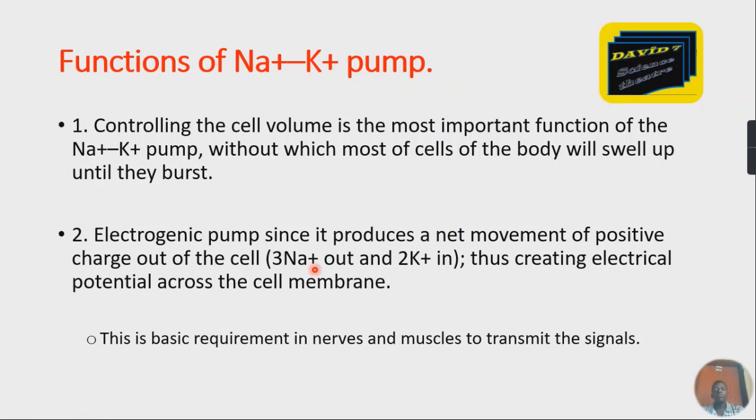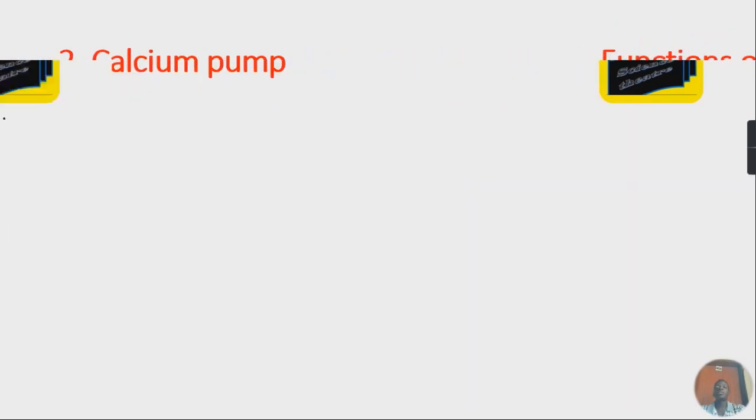And two, it is an electrogenic pump, since it produces a net movement of positive charge out of the cell. That is, three sodium ions will go out, but we replace them with just two potassium, which means there is a positive charge being put out of the cell, thus creating electrical potential across the membrane. And this is the basic requirement in the nerves and muscles to transmit signals, okay? So it plays an important role in nerves and in muscles, because it establishes a membrane potential.